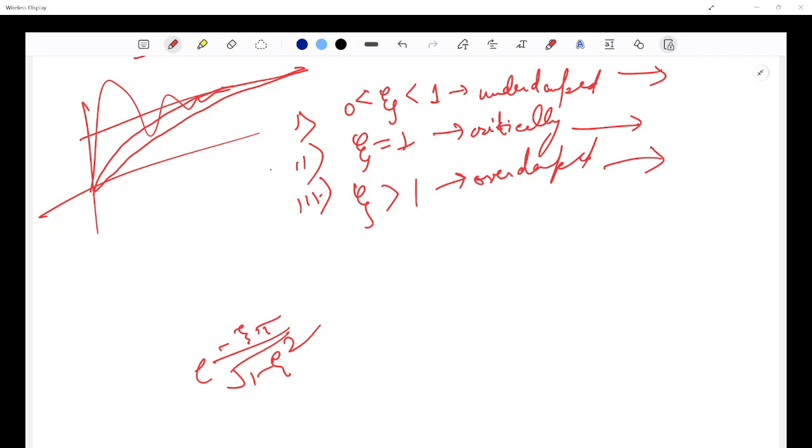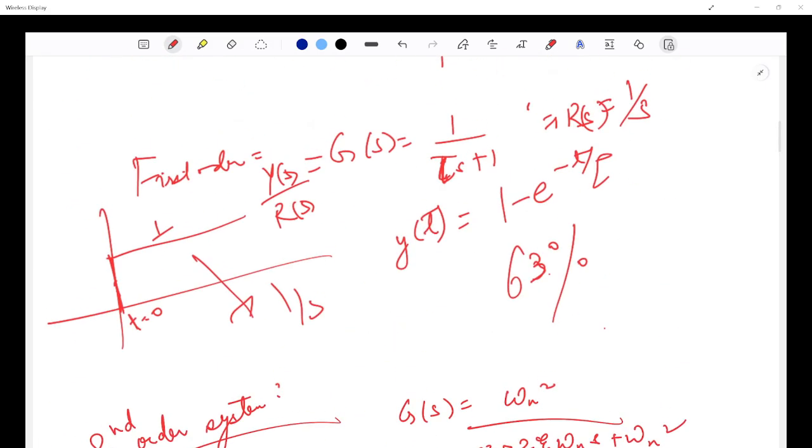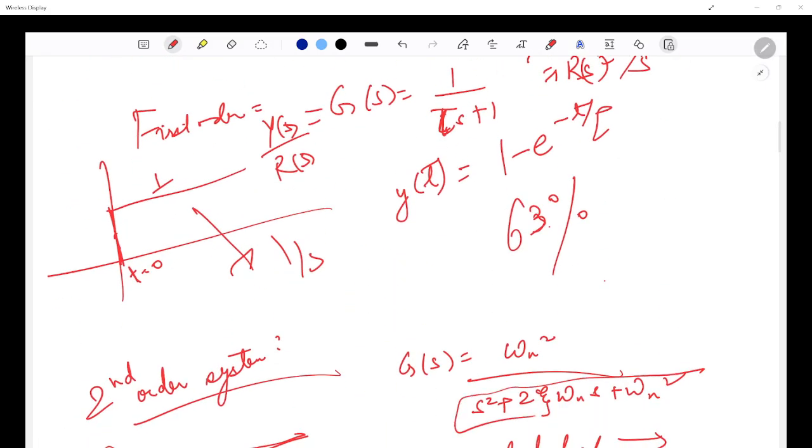Now, if we talk about the stability of the system, as I said, the poles of the system should lie in the left half of the S-plane. If you find the roots of this equation and they lie in the left half of the S-plane, the system is stable. If they are in the right half of the S-plane, the system is unstable. If they are on the imaginary axis, then it is marginally stable.